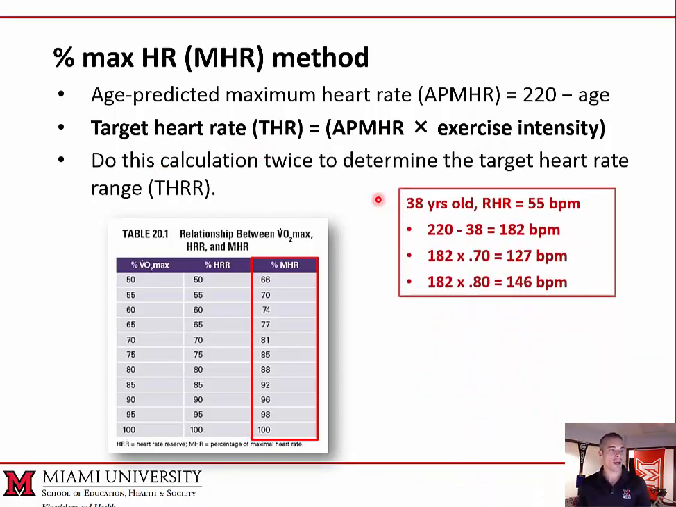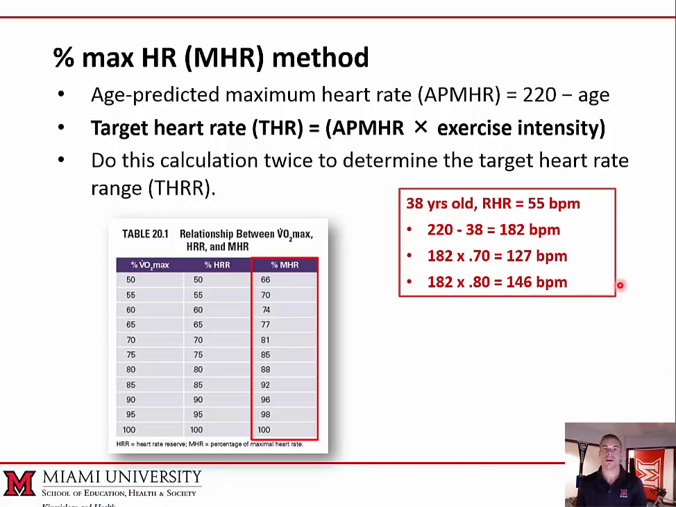So looking back at my data here, 38 years old. Again, for this method, we're ignoring the resting heart rate. That's not taken into account here. So age predicted max 182. We take the 182 times the 70%, 0.7, gives us 127 beats per minute. And then my max times 80%, the upper end of that range, is 146 beats per minute.